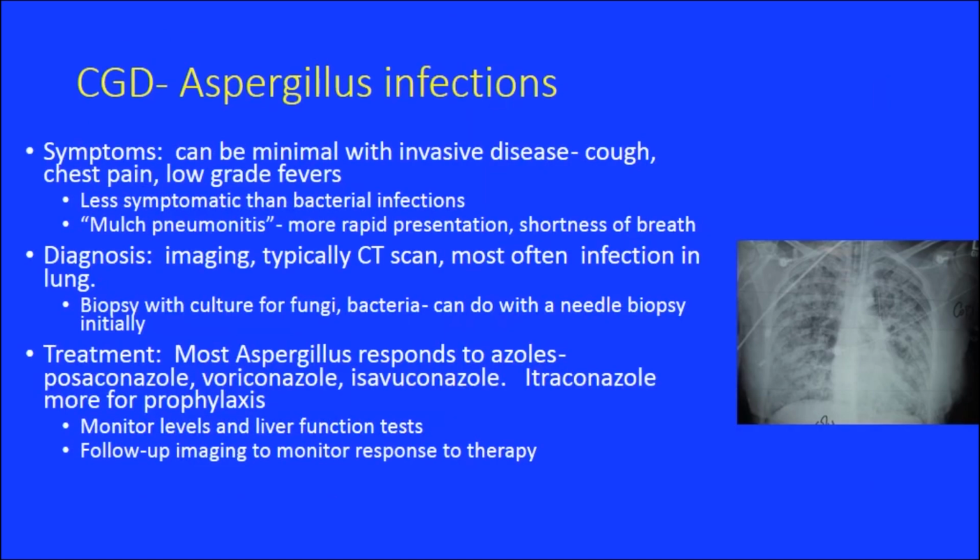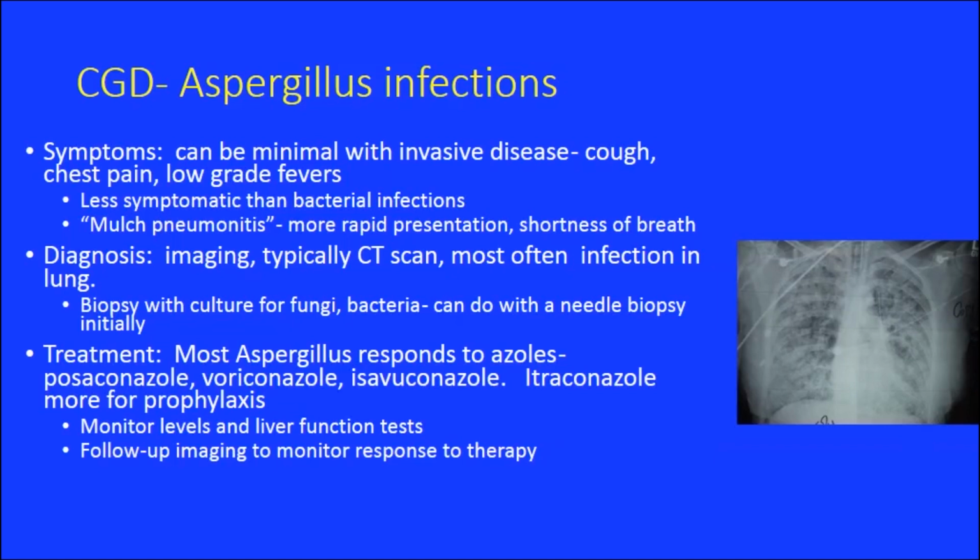Okay, so this is talking about chronic granulomatous disease with Aspergillus infections. The symptoms, most of the time, are fairly indolent and come on slowly. There's cough, there might be some low-grade fevers, chest pains. They tend to be less symptomatic than a bacterial infection where you get sick quickly, with the one exception of what we call mulch pneumonitis. When people with CGD breathe in a high load of mold, they get this widespread inflammatory reaction in the lung. You can see a picture here.